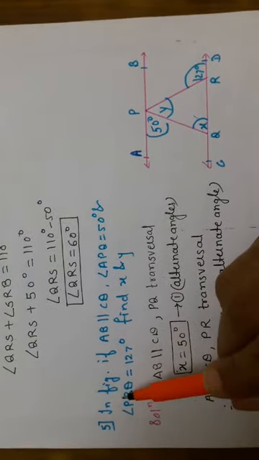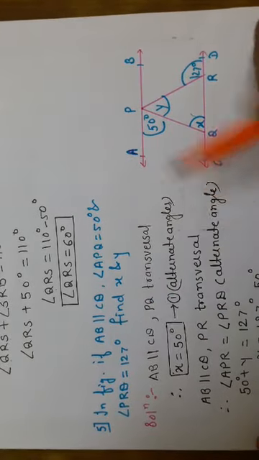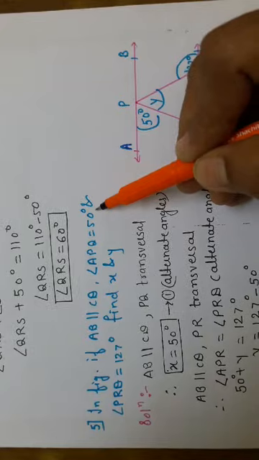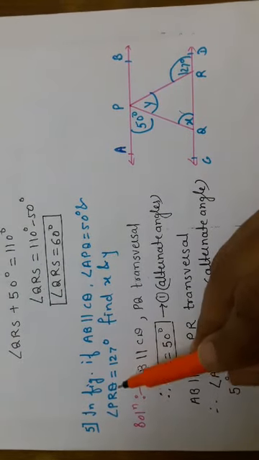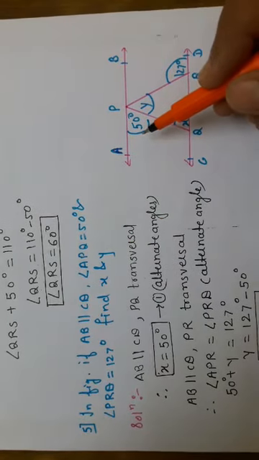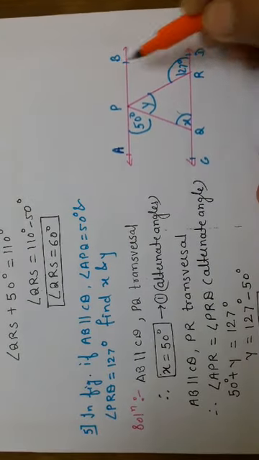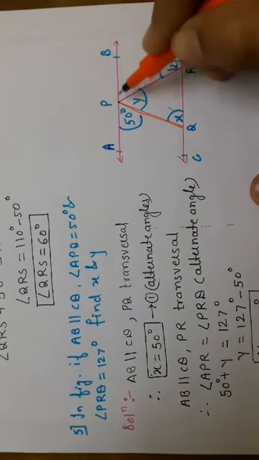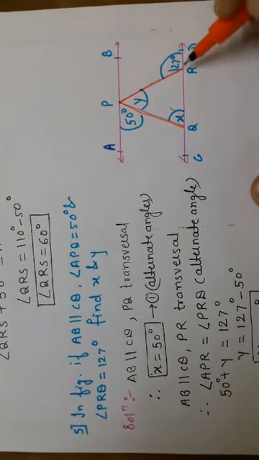Now the fifth problem. In the figure, if AB is parallel to CD, angle APQ is equal to 50 degrees and angle PRD is equal to 127 degrees, find x and y. Are you finding? This is AB parallel to CD. Here one triangle we have drawn on these two parallel lines.